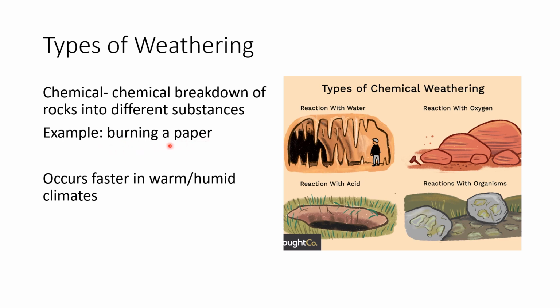So ripping the paper was mechanical weathering, burning a paper is chemical weathering. Chemical weathering involves water oftentimes, and then chemical reactions are sped up by warm temperatures. So chemical weathering occurs fastest in warm and humid climates.